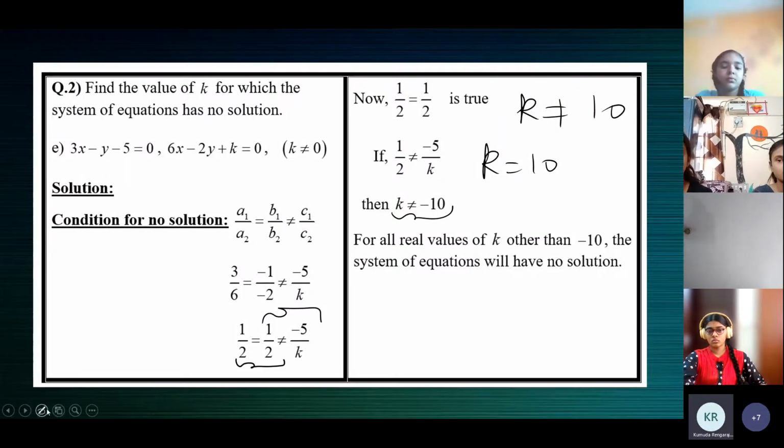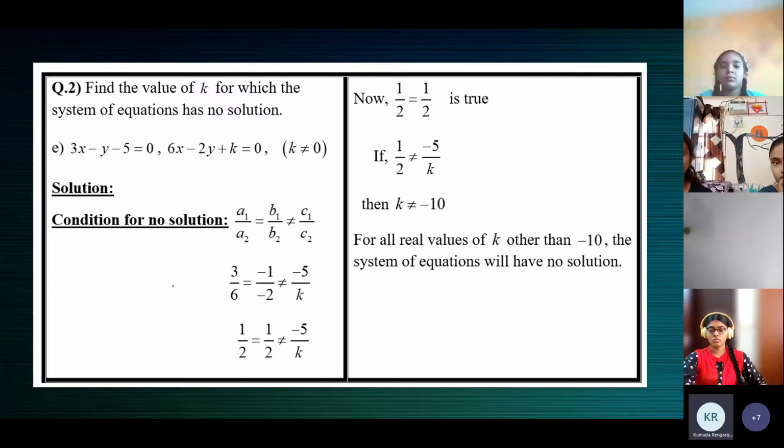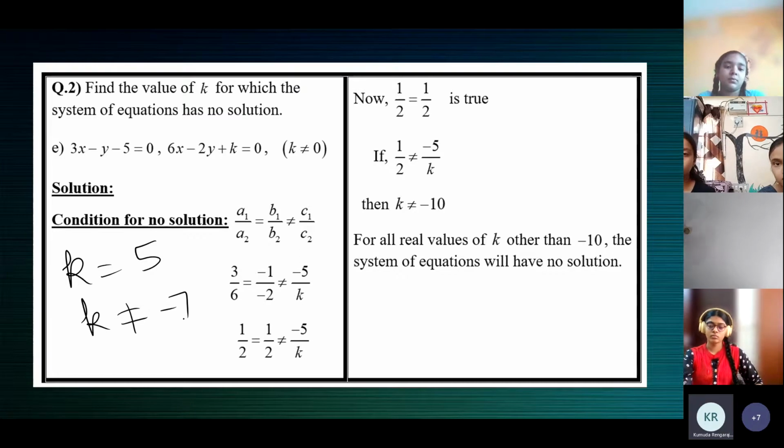These are the two forms in which you can get the answers. Either you will get k is equal to 5 or you may get k is not equal to minus 7, something like this. K is equal to 5 means k is only 5. Only when k is 5, whatever condition will be satisfied.